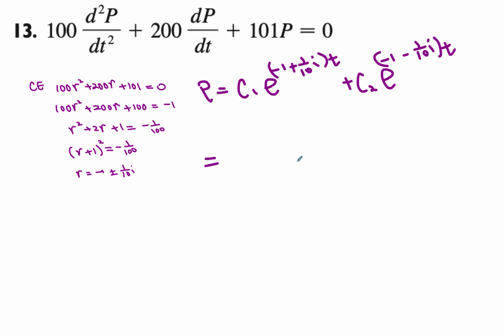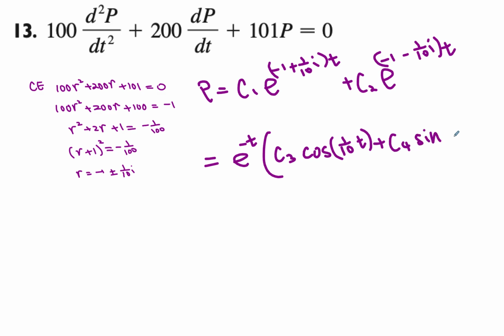So e to the negative t can be factored out, and then everything is a complex exponent, or imaginary exponent. So I'm going to convert this into sine and cosine. So we get c sub 3 cosine of 1 over 10 t plus c sub 4 sine of 1 over 10 t. That's what p is equal to. All right, with that one, we are done, and I'll see you later.